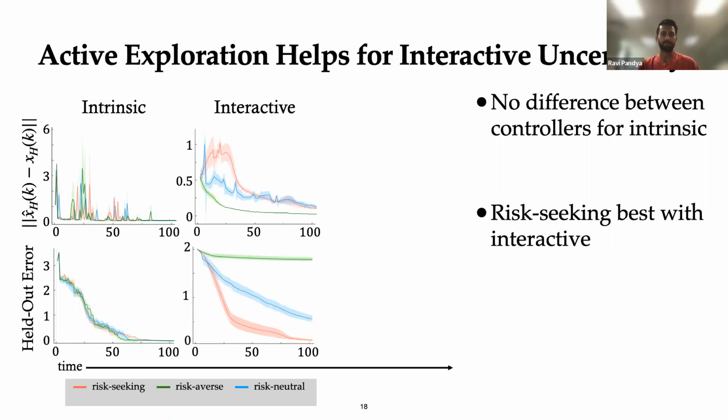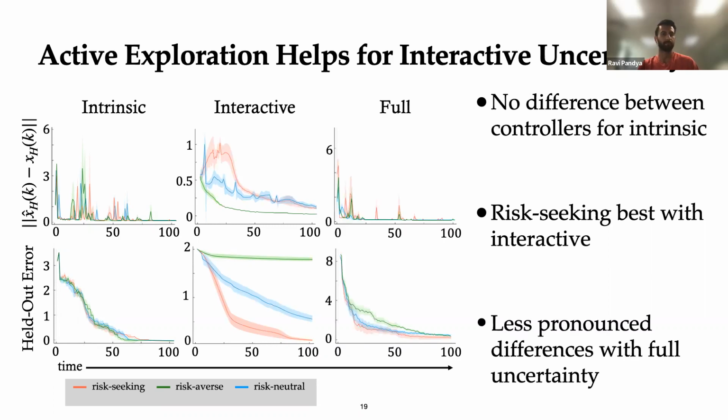When the robot keeps only interactive uncertainty, we see a stark difference between the controllers. The risk-seeking controller learns the best overall model of the human, while the risk-averse controller is able to keep the one-step prediction error very low. This is essentially because the risk-seeking controller gets better interactive data to learn from, while the risk-averse controller steers the robot away from interacting with the human at all.